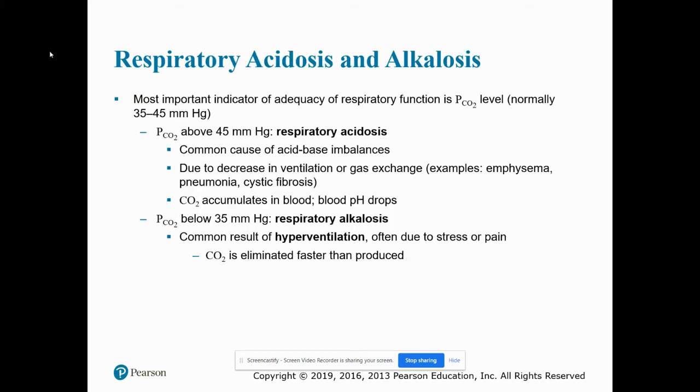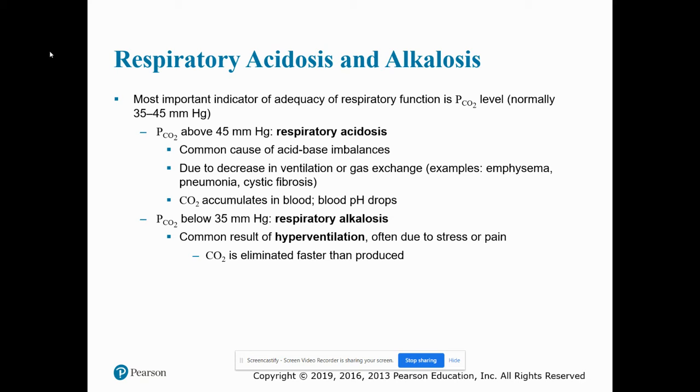The most important indicator of inadequacy of respiratory function is PCO2 level, and it's normally going to be somewhere between 35 to 45 mmHg. PCO2 above 45 is respiratory acidosis, and a common cause of acid-base imbalances, and it's going to be due to a decrease in ventilation or gas exchange. So examples of this could be someone who has emphysema, pneumonia, cystic fibrosis. CO2 accumulates in the blood and pH drops.